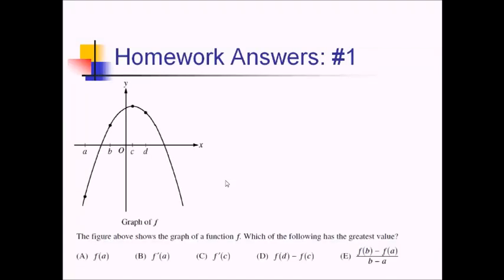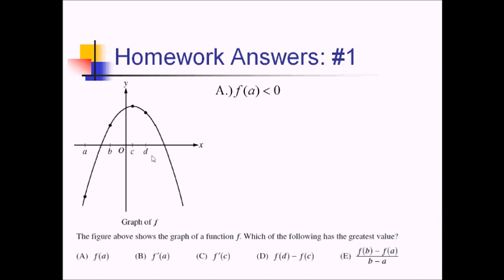For number 1, we're given the graph of a function, and they want to know which of the following has the greatest value. So we've got f of a, that's the y value down here. Now we're not sure what the exact value is. All we can really say at this point is that that is less than 0, negative. So hopefully we know something about the other answer choices that will allow us to say that it's bigger than this value.